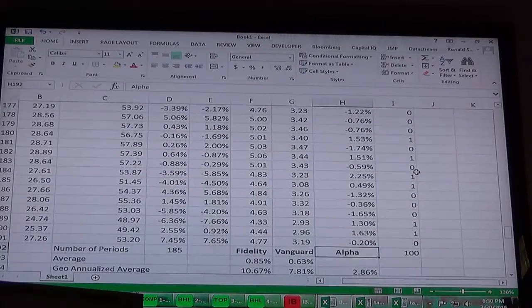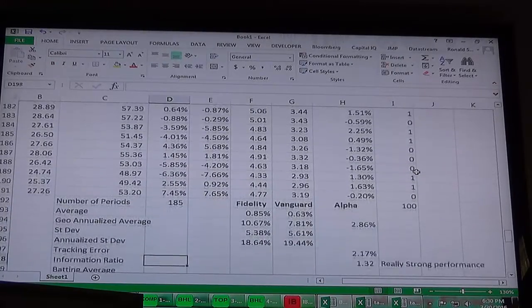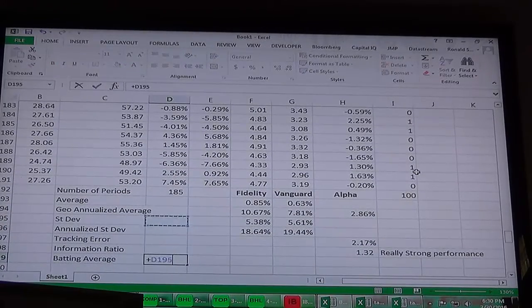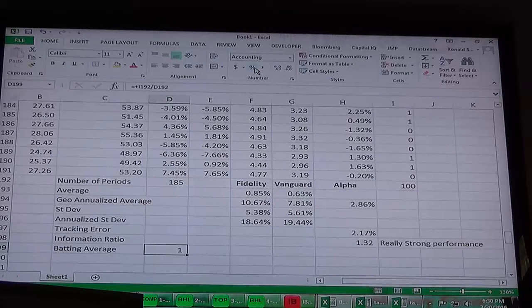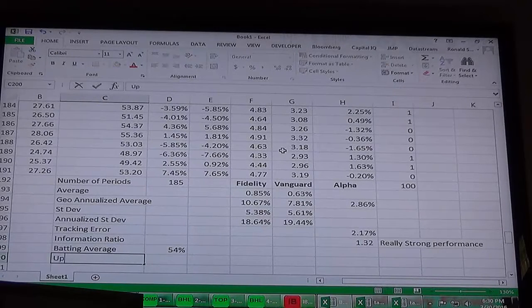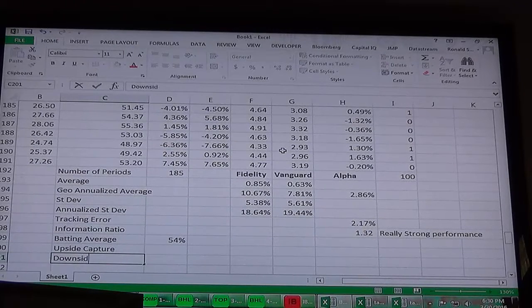So they beat the market 100 out of 185 months, so their batting average, very, very straightforward. You just take 100, the months they beat the market, versus 185, so they beat the market 54% of the time. Very simple. And it's actually a pretty good indicator. Let's try upside capture. Let's try downside capture. Now this one's a little bit more difficult.